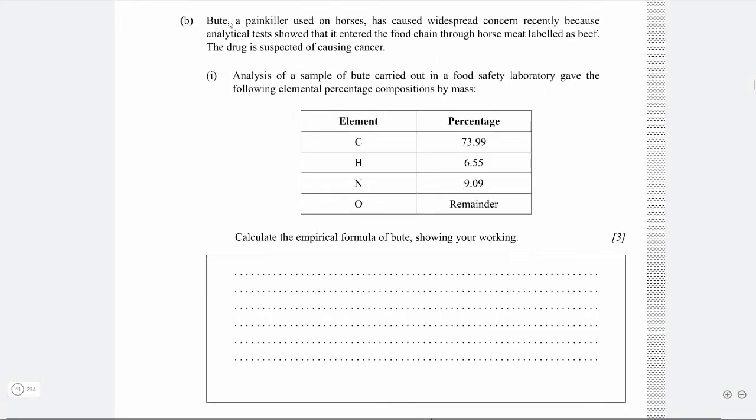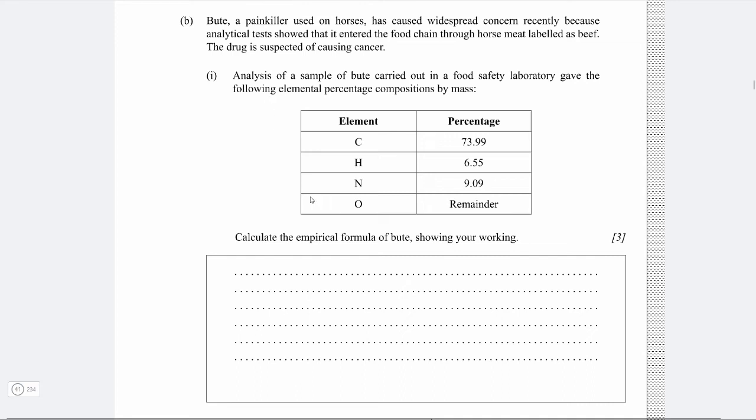Okay. Painkiller, more information. Analysis on the sample carried out for food safety. Following percentage compositions by mass. So it wants to find the empirical formula, and this is done by dividing.